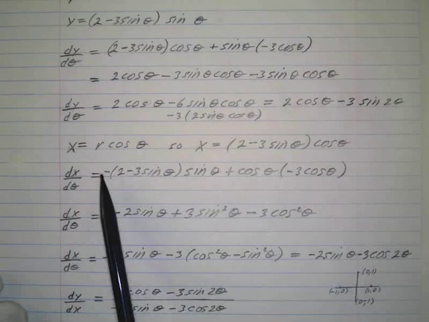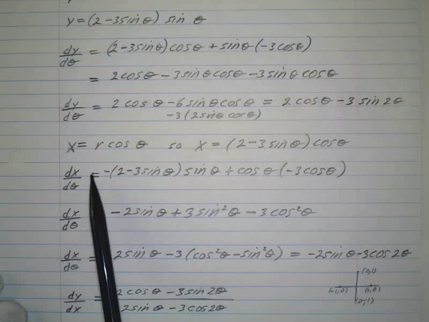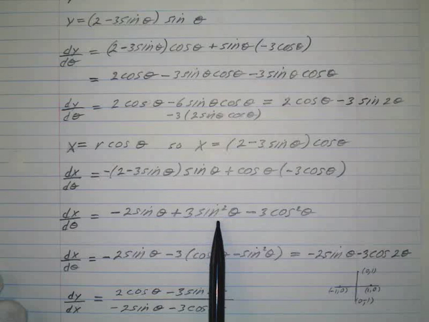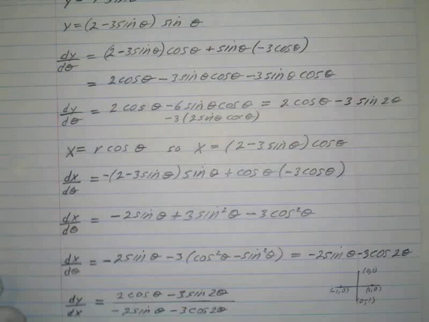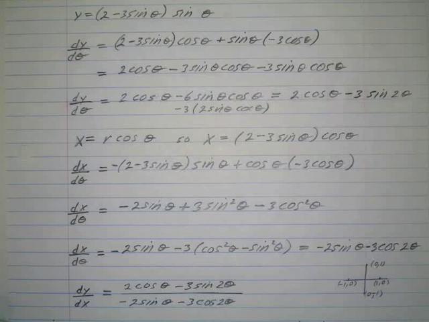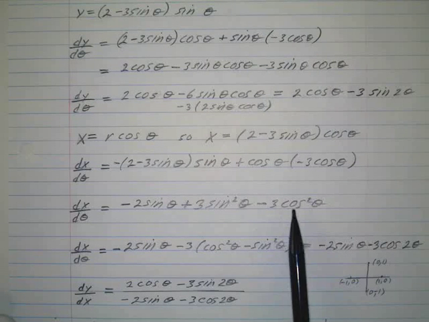Let's see if there's any simplifying I can do. So I've got negative 2 times the sine of theta, and a negative times a negative is a positive, 3 sine squared of theta. And this is going to be a negative 3 cosine squared of theta. Now, whenever you see the sine squared and the cosine squared, you're always thinking, well, can I make one? Well, that's if they have the same sign. These have opposite signs. But then I think there's another two-angle formula.